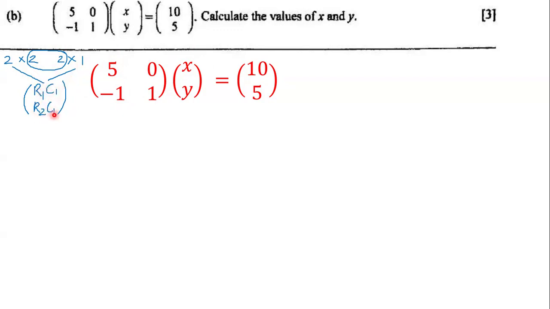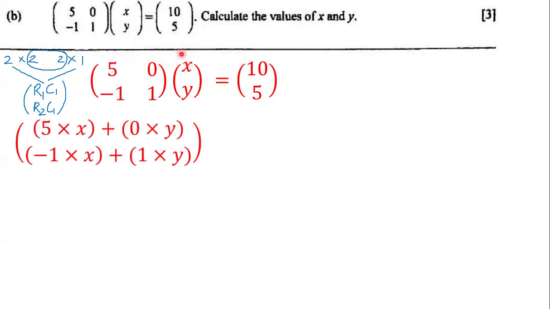And so this is going to be our formula to help us to multiply these two matrices. So the first thing we have to do, row 1, column 1, all right? So we're going to do row 1 multiplied by column 1. And so we have 5 times x, and we have 0 times y. That's why we have here 5 times x and 0 times y. Next, we have to do row 2, column 1. So we have -1 times x, and we have 1 times y. And so that's what we have here. And this is equal to 10 and 5.